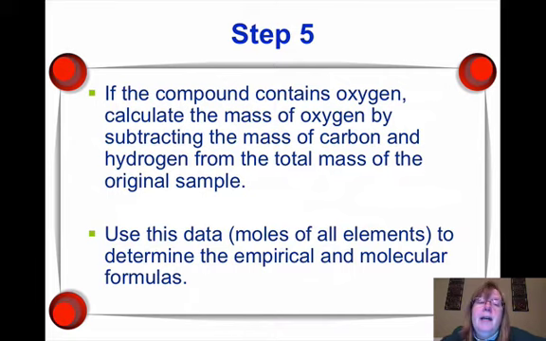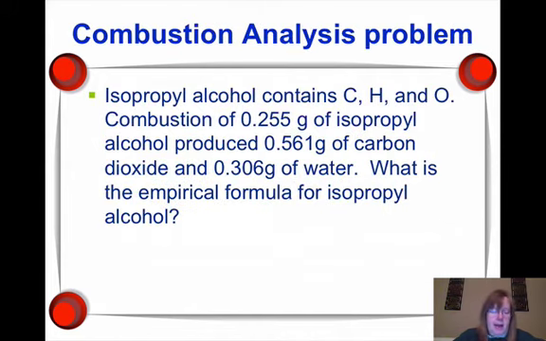Also, if your compound contains oxygen, oxygen's a little trickier because you're adding O2 as a reactant and you're not adding a measured amount. So if the compound contains oxygen, you calculate the mass of oxygen in the original compound by subtracting the mass of the carbon and the hydrogen from the total mass of the original sample. So here we go. Let's give this a try.